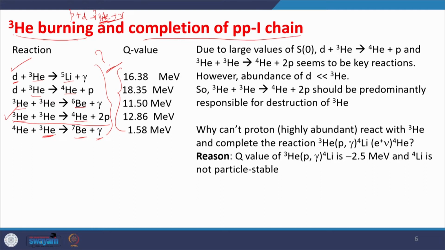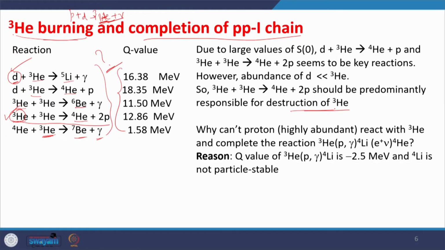However, the abundance of deuterium is much less compared to helium-3. See, we are not directly saying that helium-3 is produced, so to produce helium-4 it can react with another helium-3. But why only that reaction? Why not other reactions? For that, those reactions have to be measured. One has to see the S factor values and extrapolate to 0. That gives us an idea which reaction is important and why it is important.